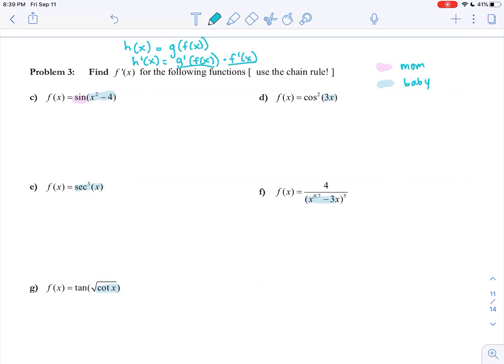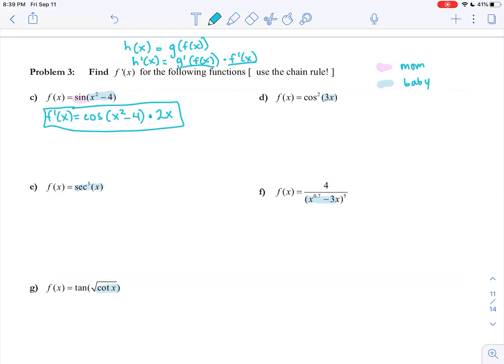You have 1 generation, 2 generations. So in this case, f prime of x is the derivative of sine, take the derivative of the mommy function, the outside, leaving the baby alone, so leaving x squared minus 4 alone, and then my second chain, so this is chain 1, my second chain would be the derivative of x squared minus 4, which is 2x. The negative 4, the derivative of any constant is just 0, and that's our answer.